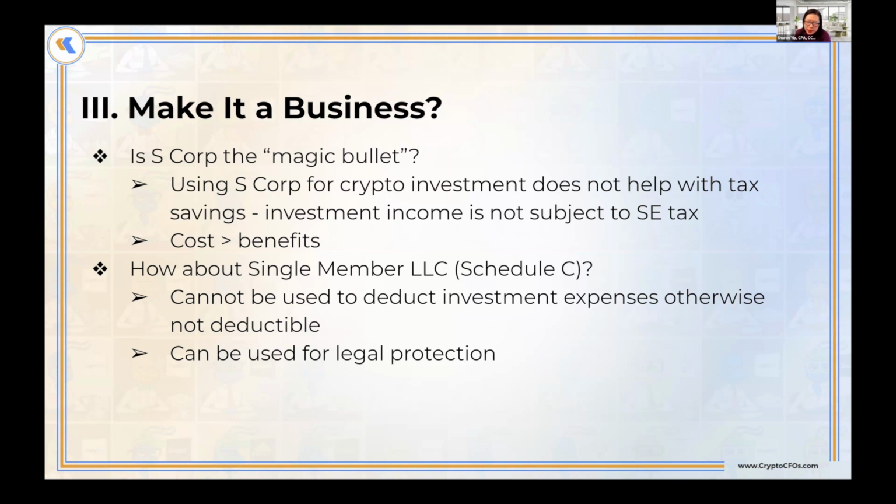One thing about a single member LLC is that it does offer some kind of legal protection for your crypto assets, if you are putting all your crypto assets in an account that is under the name of an LLC versus purely under your personal name. So some people may want to do that even without tax benefit. They may still want to go ahead and do it so that they can shield it and protect it from potential risks down the road for legal purposes.